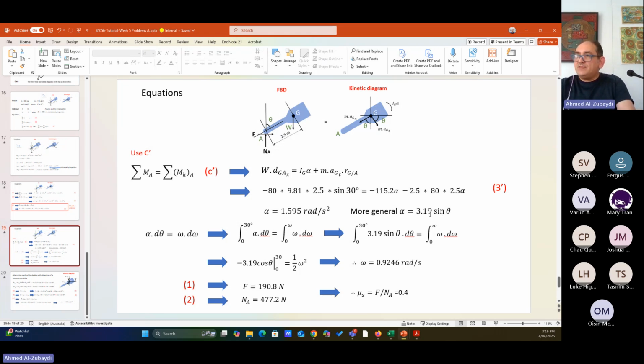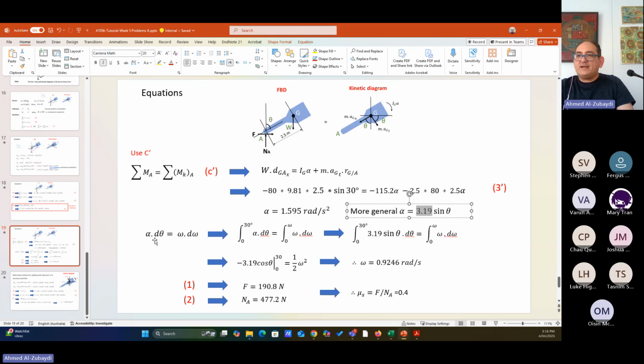Now, how did we get this value here, 3.19 sine theta? We just divided this value by the sine of 30 degrees, which is the given value for theta. So we got the answer to be 3.19, and we put sine of theta. That means alpha, when theta is 15, is 3.19 sine of 15, and so on.